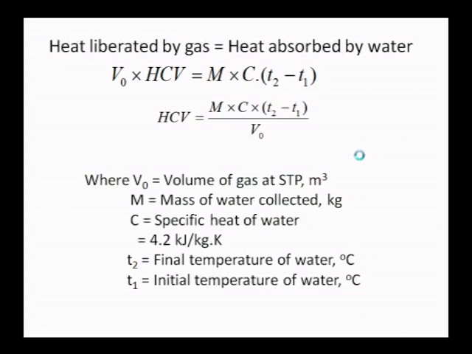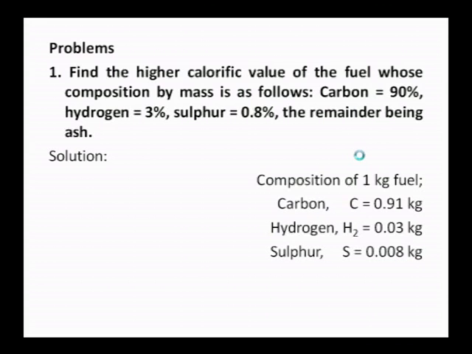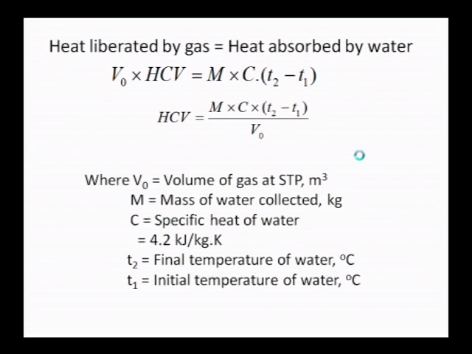It is expressed in terms of meter cube. Capital M is the mass of the water collected in kg. C is the specific heat of water, expressed as 4.2 kilojoules per kg Kelvin. T2 is the final temperature of water, and T1 is the initial temperature of water, expressed in degrees centigrade. So, this is the equation we use to determine the higher calorific value of gas.